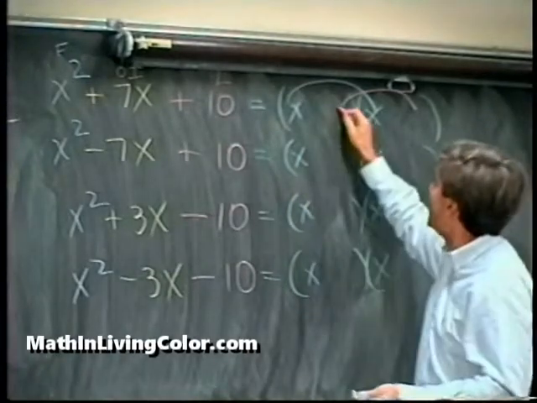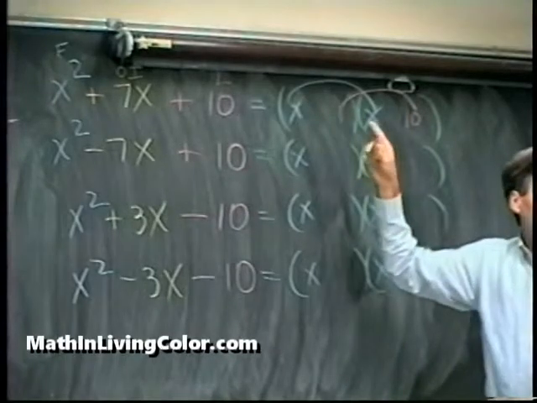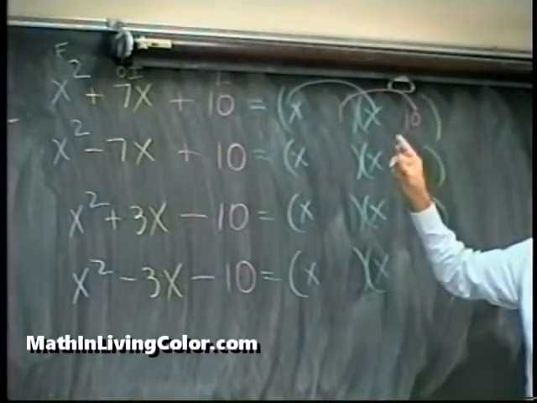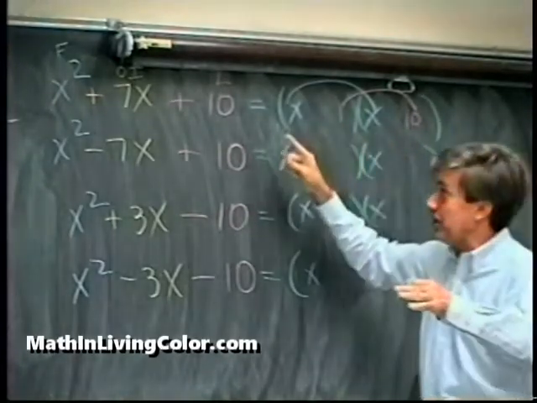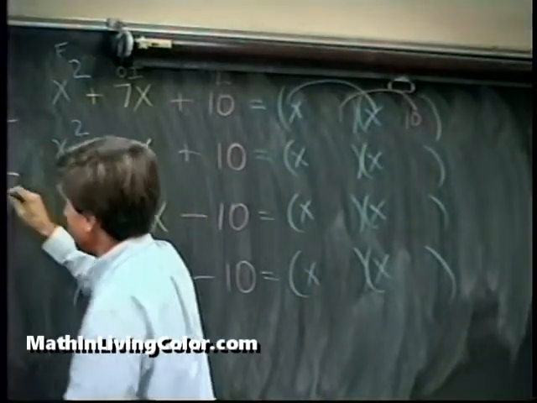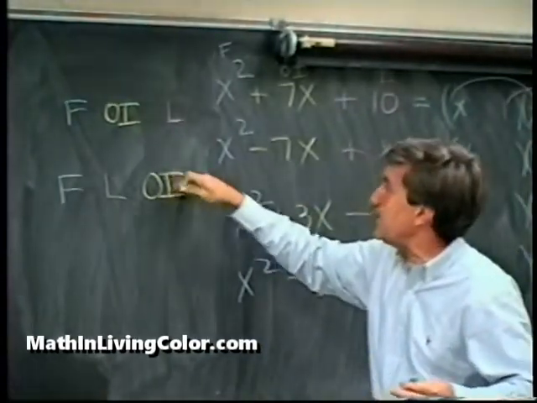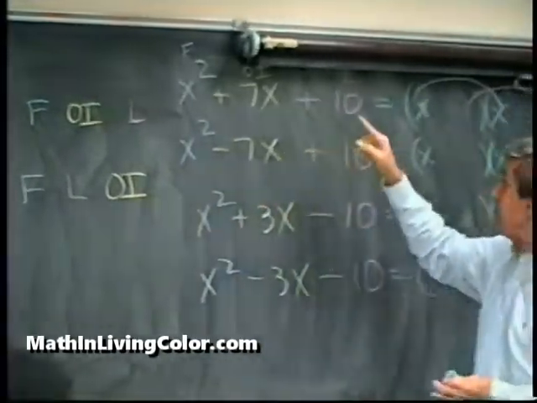What if I put 1 times 10? Would that give you 10 for the last times last? Yeah, it would, but it won't work in this case because we also have to do the OI. After you get the L, the last times last, you have to switch to the outer times outer and the inner times inner. And see if that works out.